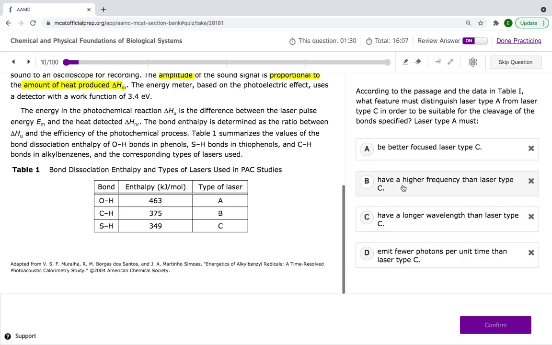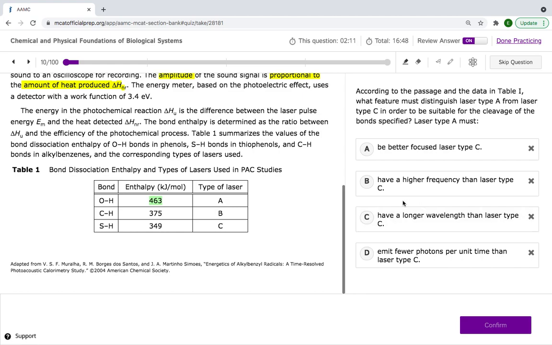Yes. Okay. Higher frequency means more energy. More energy means more potential to break the bond. This bond requires more energy, so we're going to need more energy. And higher frequency gives us more energy. Have a longer wavelength than laser type C. Okay, these two answer choices, you should see in your head that they're trying to test your knowledge of wavelength, of frequencies, of that proportion, of that equation. Okay, this is a wrong answer choice. You should know from your content review that a longer wavelength does not mean more energy. A long wavelength means less energy. Okay, a higher frequency means more energy. So this you can get rid of.